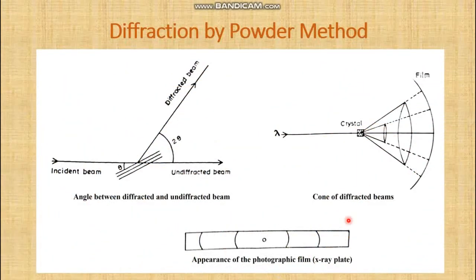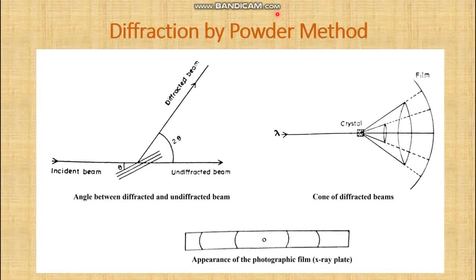Now the diffraction by powder method. This is another method which is known as the powder method. Here, have a look at the picture, where this is the glancing angle theta and here the 2 theta, between the undiffracted beam and the diffracted beam. So that is why 2 theta is plotted. Now, this is a simple method.